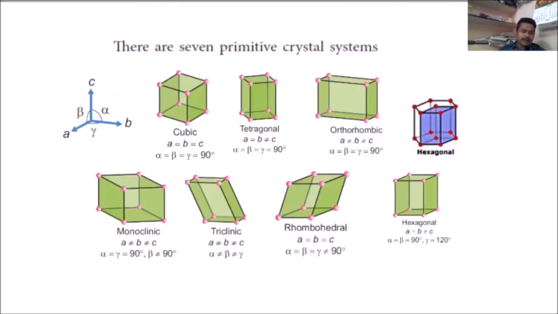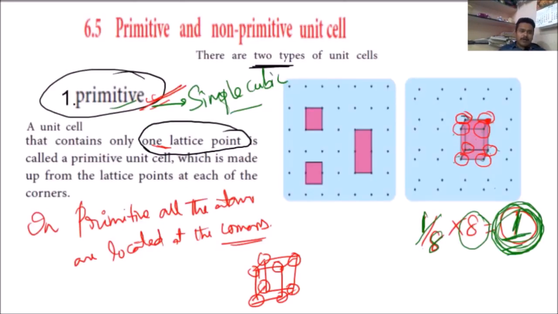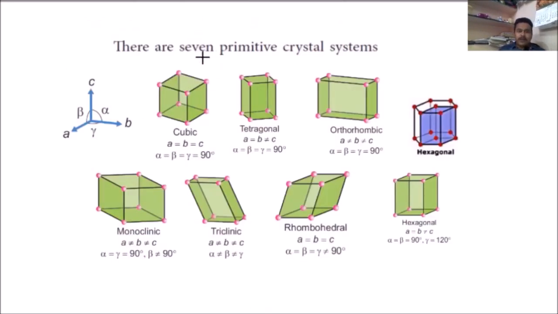Now you see here, what is there? Here, this is primitive only. In this primitive, only 7 types are there. 7 types. See, cubic, tetragonal, orthorhombic, monoclinic, triclinic, rhombohedral, hexagonal. All these you are observing: in this cubic, all the corners only are occupied. In this tetragonal, all the corners only are occupied. Orthorhombic also, corners only occupied. Monoclinic also, corners only occupied.